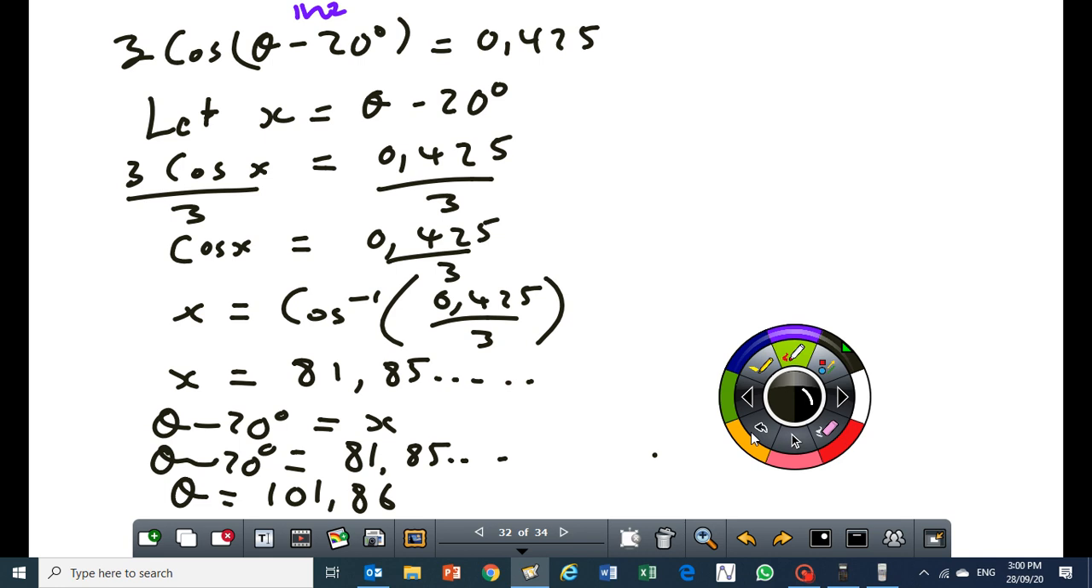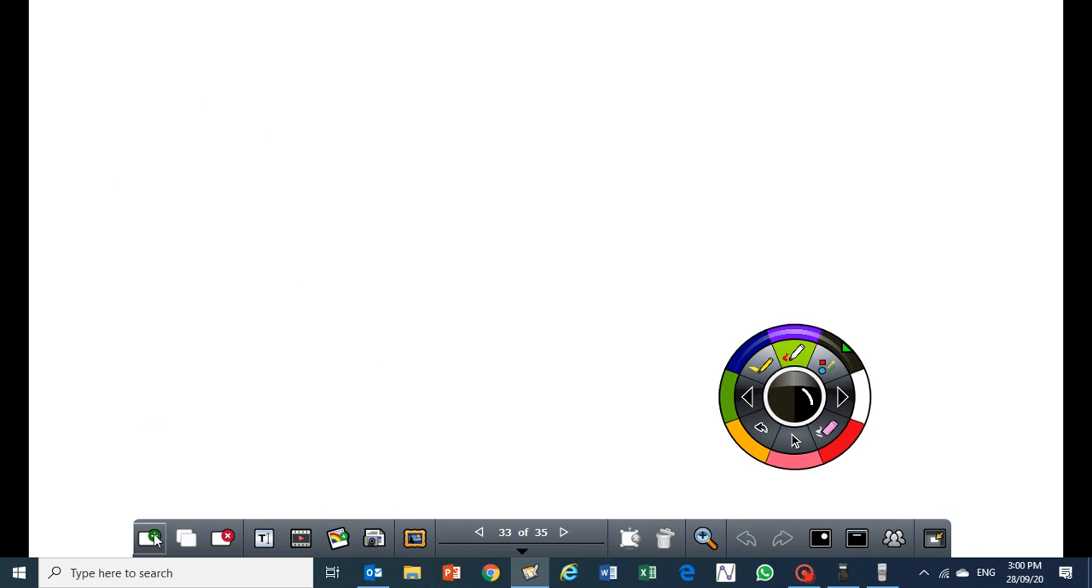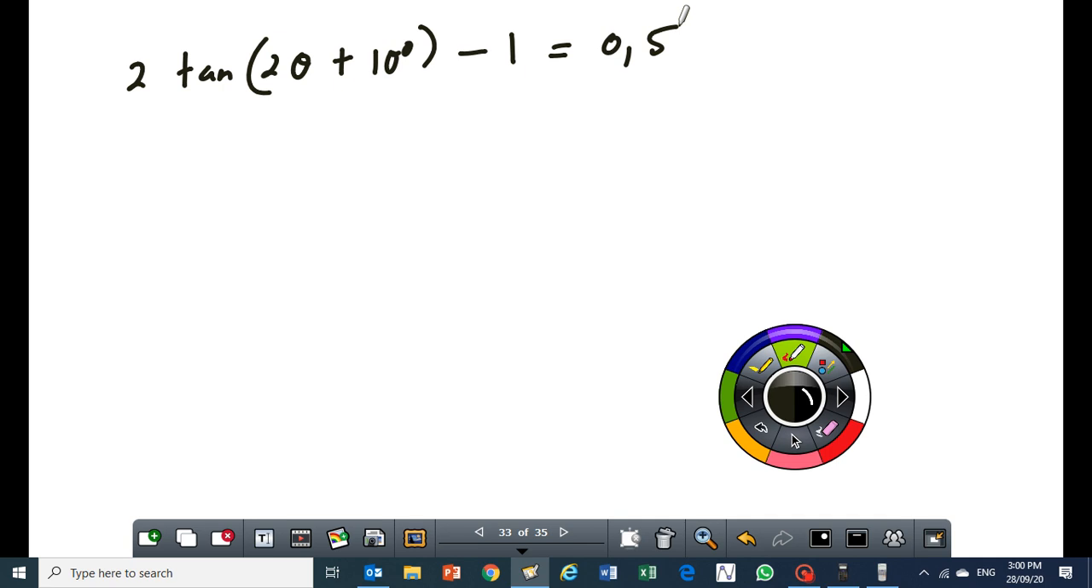If you don't have a question, then let me carry on. Right, another example: I'm going to introduce a bracket plus a constant outside. So we can have 2 tan(2 theta plus 10 degrees), then a constant like minus 1, maybe equal to 0.5. We want to solve for theta.